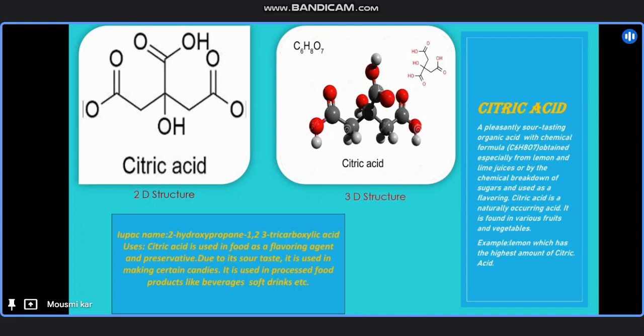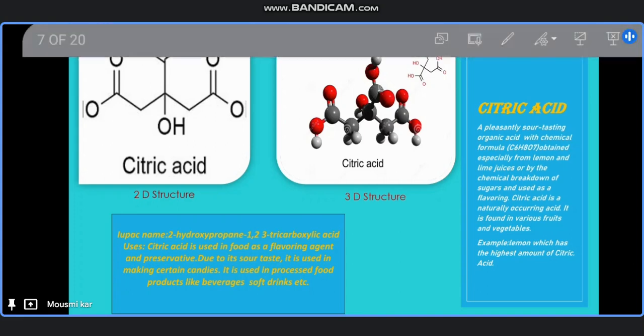Uses: citric acid is used as a food flavoring agent and preservative. Due to its sour taste, it is used in making certain candies. It is used in processed food products like beverages, soft drinks, etc. So we will move on.